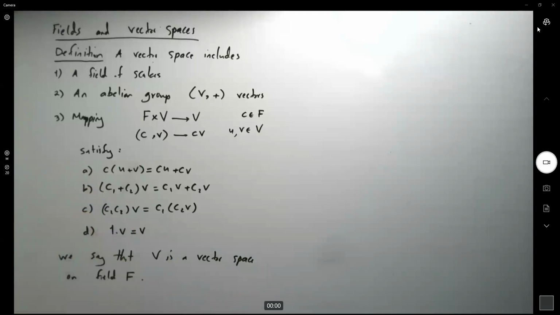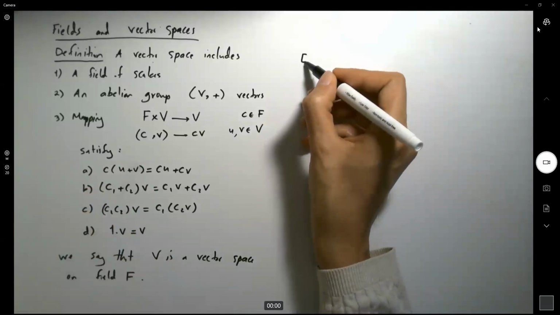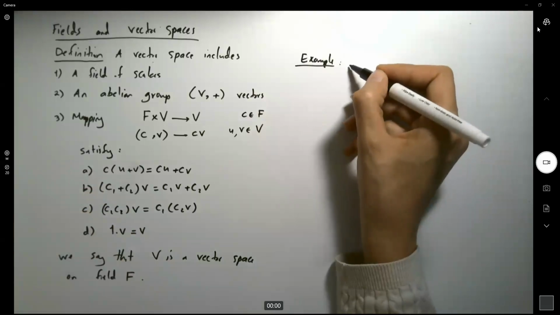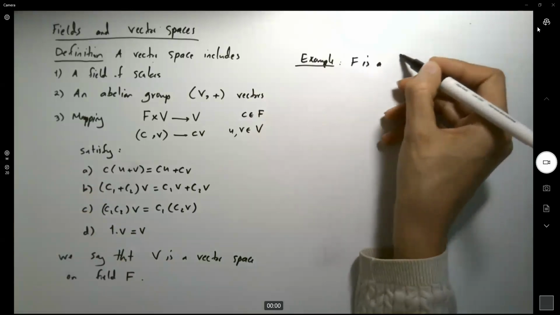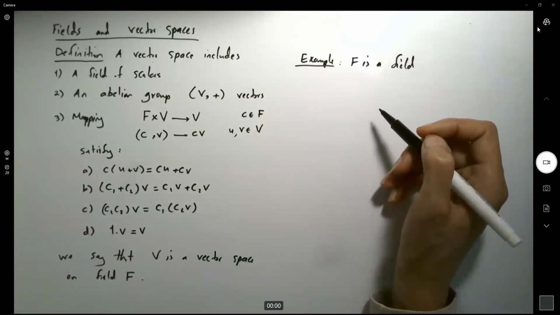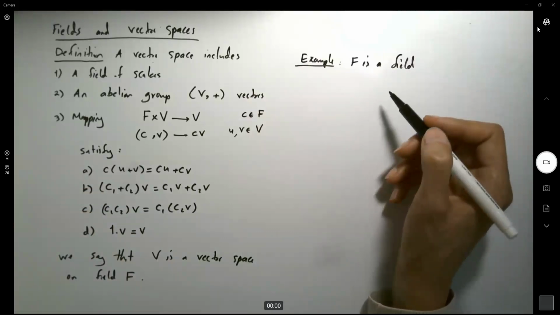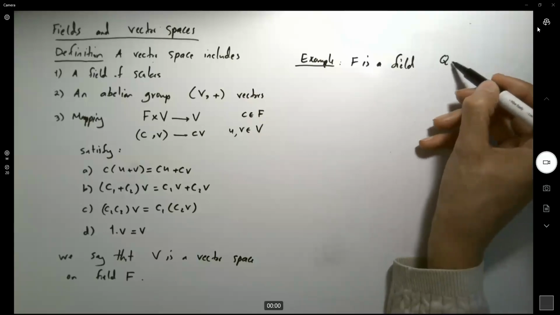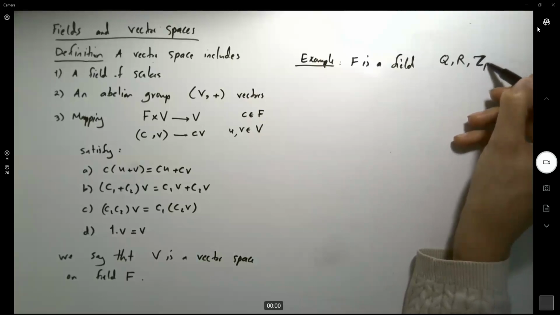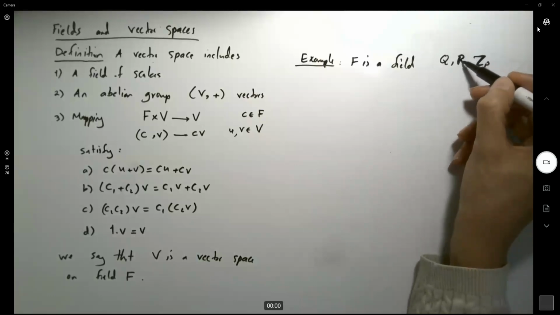Have you seen this before? Many times. So remember, F is a field. We talked about fields before. Suppose you have, for example, Q, the rationals, or R. Those are examples of fields that we discussed in this class.